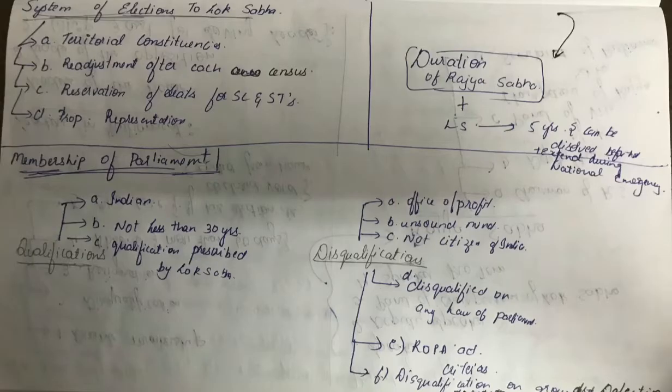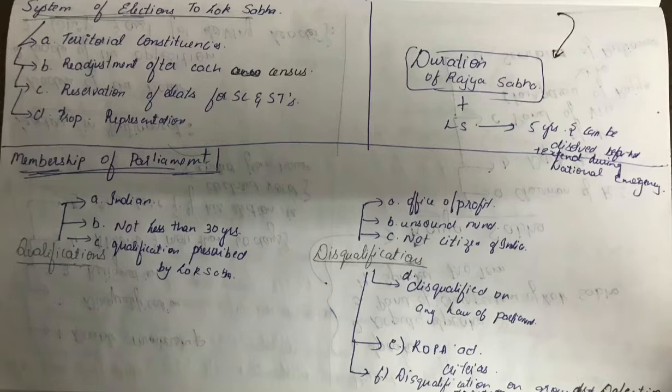Now if I speak in terms of the system of election in Lok Sabha, there are four components. First, people are selected from territorial constituencies. Second, readjustment after each census; based on the census, we have elected members, MPs. For example, Bangalore South is represented by Tejasvi Surya sir. Similarly, based on these, the selection is done.